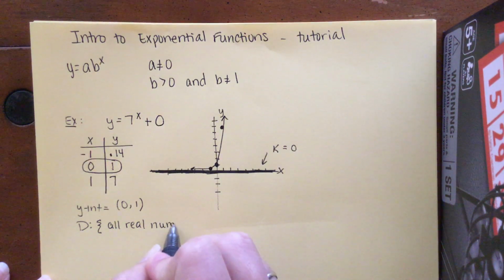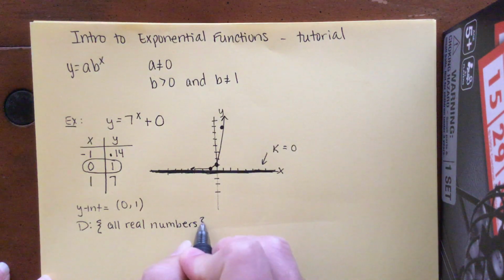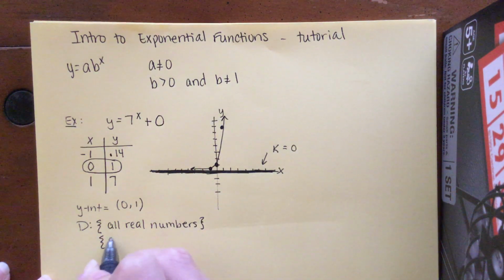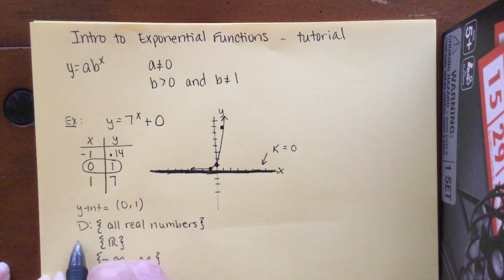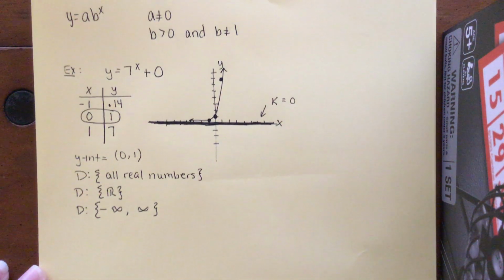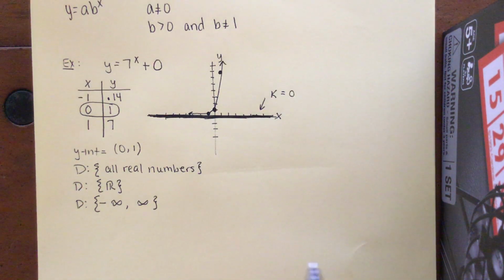So you can write it out, all real numbers. You can use the fancy R. And some people will do negative infinity to positive infinity. It just depends on what book you're looking at, what internet resource you're looking at, what you're told to write, how you're told to write it.